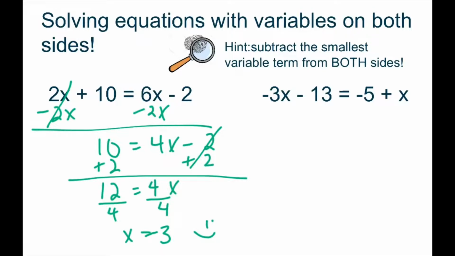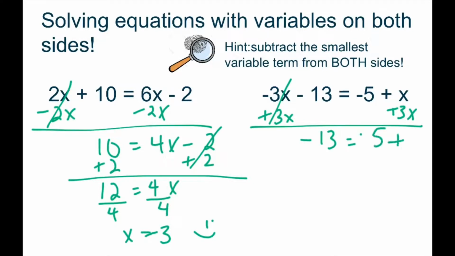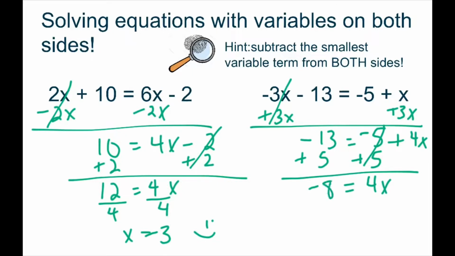Okay, now this one, remember, negative 3 is smaller than positive 1, so I'm going to add 3x to both sides. Because there's a subtraction sign there, that's a negative 13 equals negative 5 plus 4x. So we've got our two-step equation. First, I'm going to add 5 to both sides because that's the way to get rid of a negative 5. Then I have 4x equals negative 8. Divide by 4. X is negative 2.